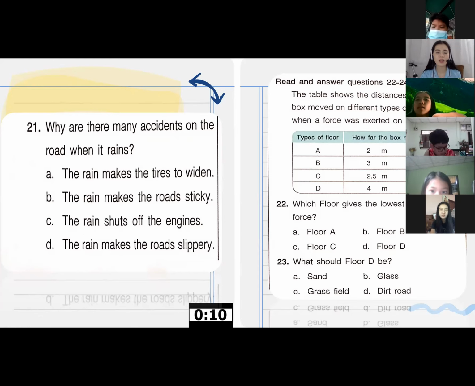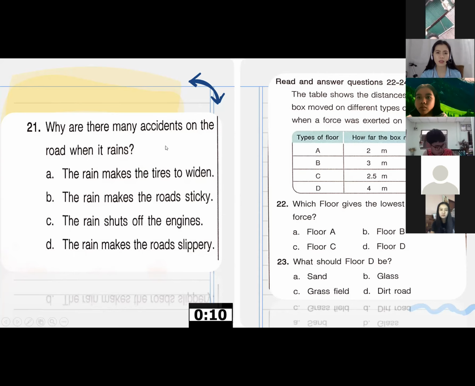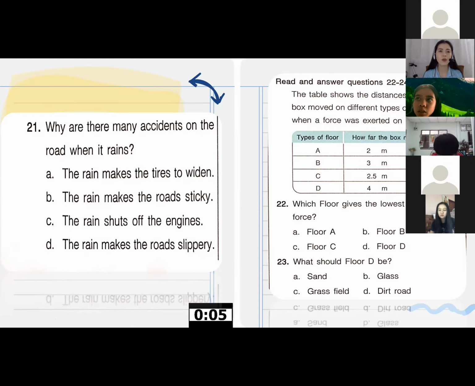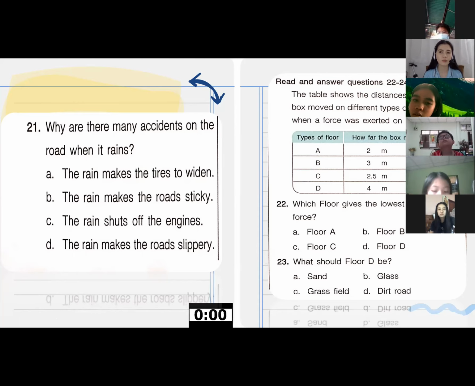Okay, very good. Did you hear that? Okay, so why are there many accidents on the road when it rains? Rainwater causes the road to be blank. A, B, C, or D. Okay, circle your answer now. The rainwater will cause the road to be slippery, which causes the car tires to slip on the road.